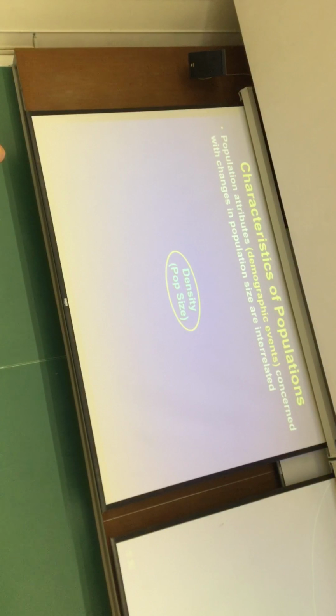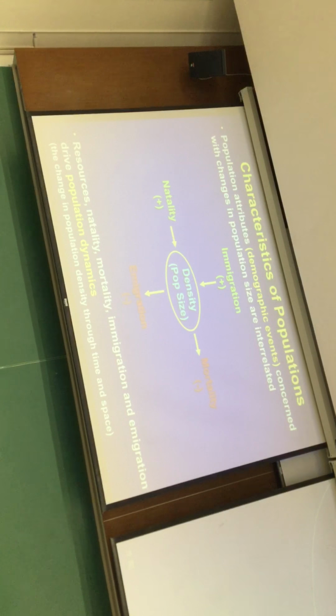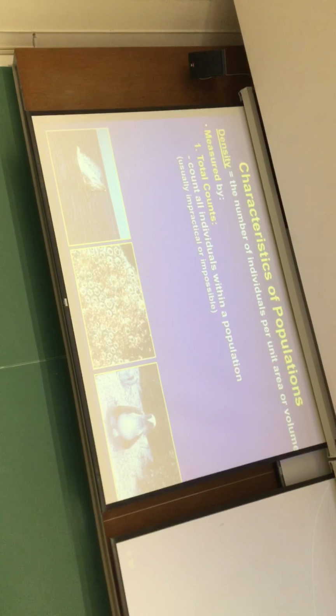So population density then is set by birth rates, natality, death rates, mortality, and dispersal: immigration coming in with an I, emigration going out with an E. That's it. That's all. Super simple, right? Resources, natality, mortality, immigration, emigration, that controls the population dynamics of whether a population goes up, stays stable, or declines. That's it. All right. So how do you measure density then?